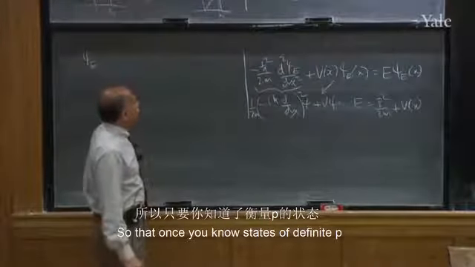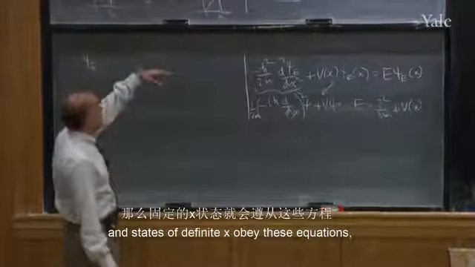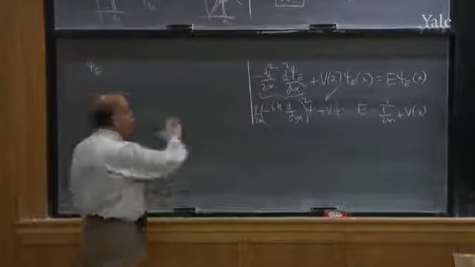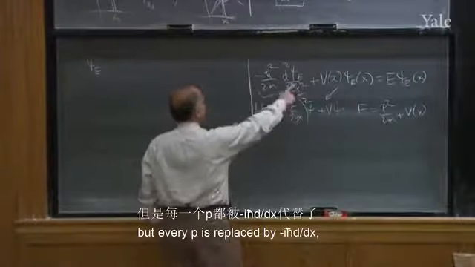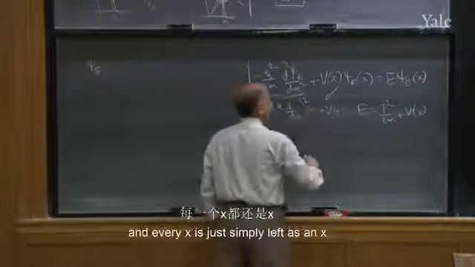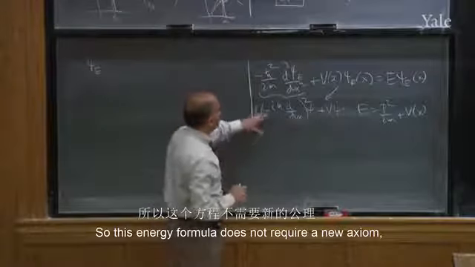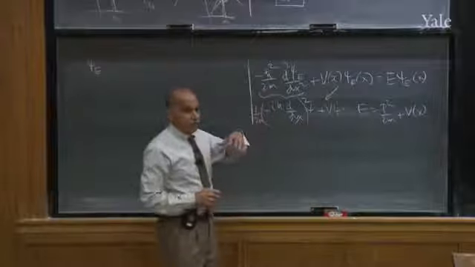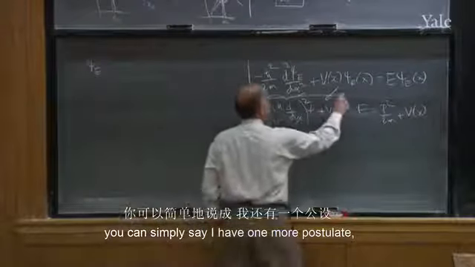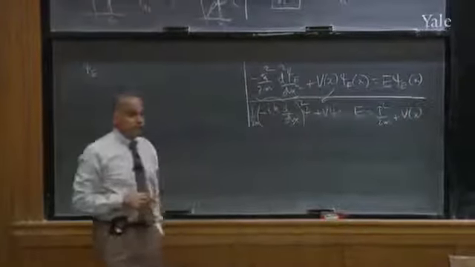So once you know states of definite p and states of definite x obey these equations, states of definite anything else, any function of x and p, obeys a similar equation, but every p is replaced by minus i h bar d by dx, and every x is just simply left as an x. So this energy formula does not require a new axiom. But if you didn't follow this logic, you can simply say, I have one more postulate, which is that if I have states of definite energy, I must solve that equation.